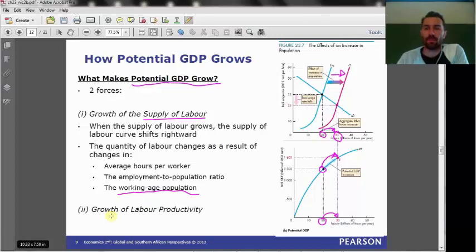The more people we have in the economy, the further to the right our labor supply curve will be. As our population size grows, so our labor supply increases. When labor supply shifts to the right, we have a movement along our production function to the right. As we move along to the right, what happens to the level of real GDP we can produce? It increases.